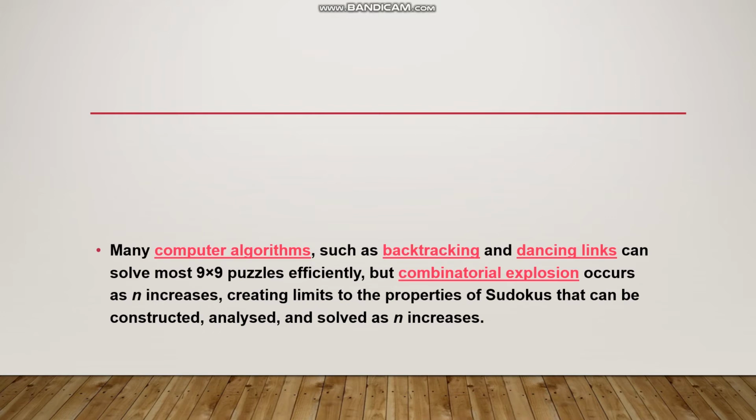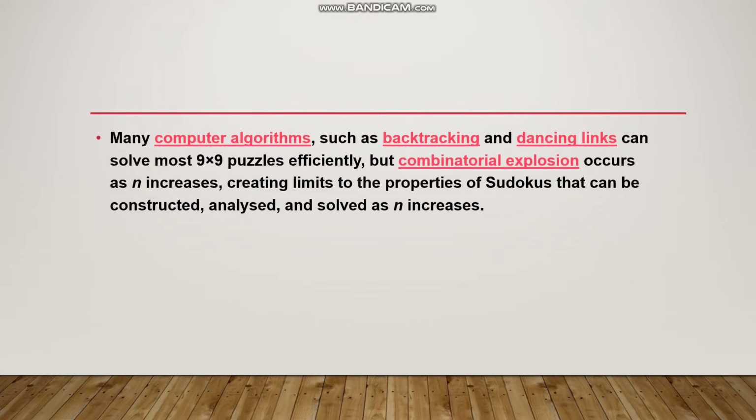Now, many computer algorithms, such as backtracking and more advanced algorithms like dancing links, can solve 9 by 9 puzzles efficiently. But if we talk about combinatorial explosion, the number increases, which limits the properties of Sudoku that can be analyzed and solved as n increases.